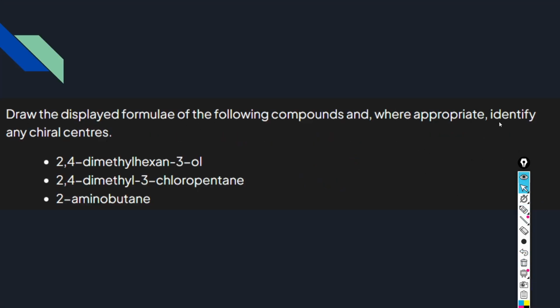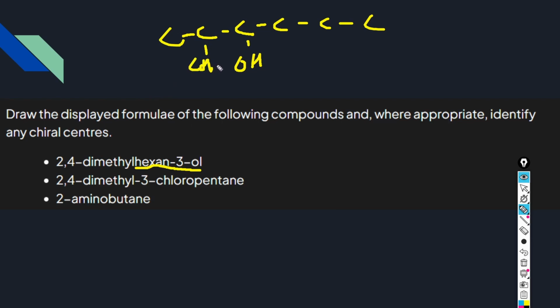So draw the displayed formula of the following compounds and, where appropriate, identify any chiral centres. So this again is just seeing your ability to draw these compounds. Since identifying chiral centres is very easy, I will just do one. I'll do the first one, and you guys should be able to do the other one. So we can see it is hexan-3-ol. So 1, 2, 3, 4, 5, 6, and it's on the third carbon. So the OH will be over here, and then on the second and fourth carbon there is a methyl group. So we can draw a CH3 over here, and we can draw a CH3 over here.